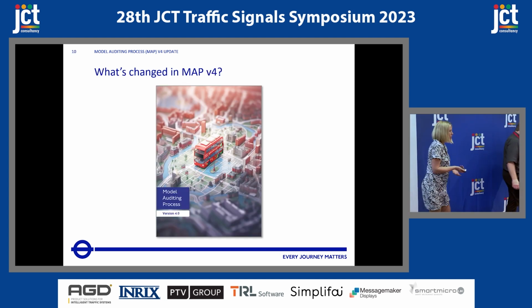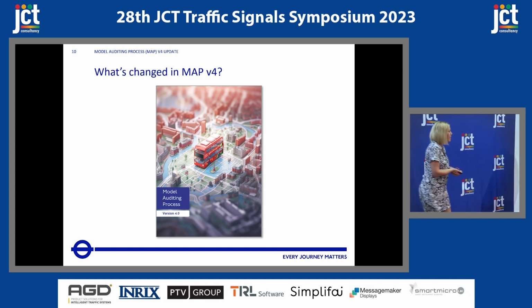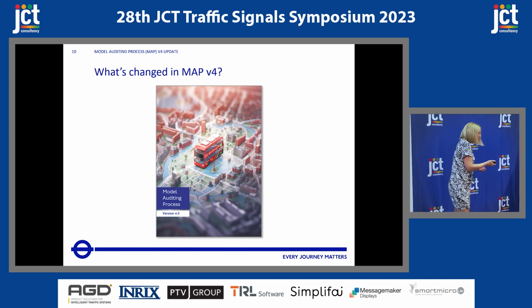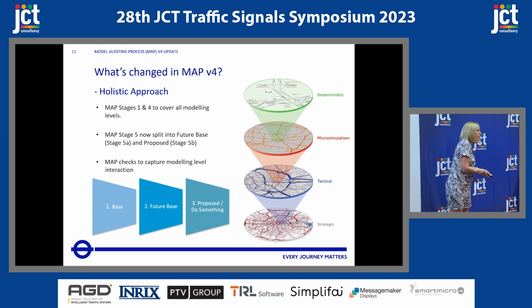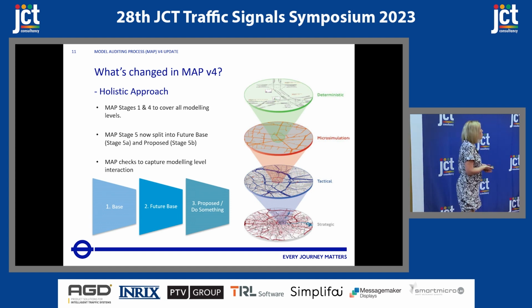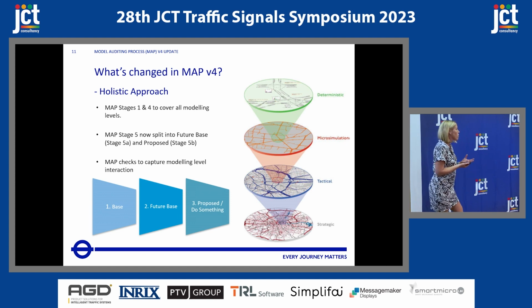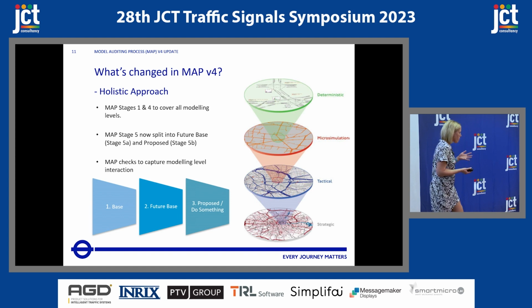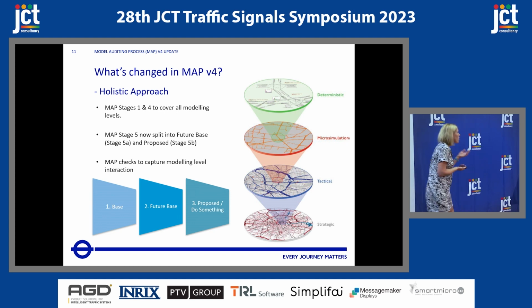Thank you. So MAP version 4 was released last Friday, so still very new. And talking about what's changed in it. The previous version of MAP mainly focused on a single software or a single modelling level on its own, and also only really assessed the single scheme. However, we've taken a more holistic approach in version 4. So look at the different modelling levels on the right.